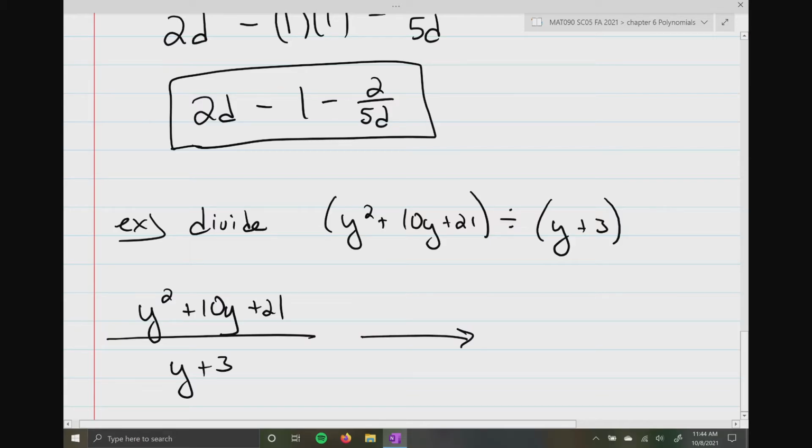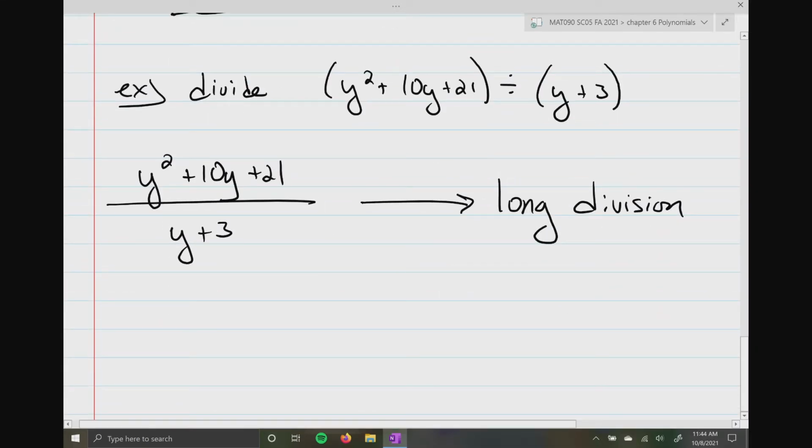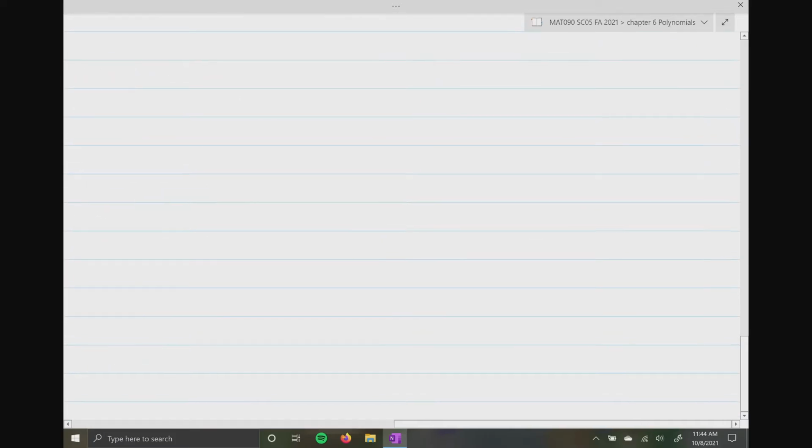How do we divide these two? We got to go old school. Long division. We got to go back to long division days. So what I'm going to do is I'm going to move the screen over to the left because I want us to review how to do long division. So this is what you would say.